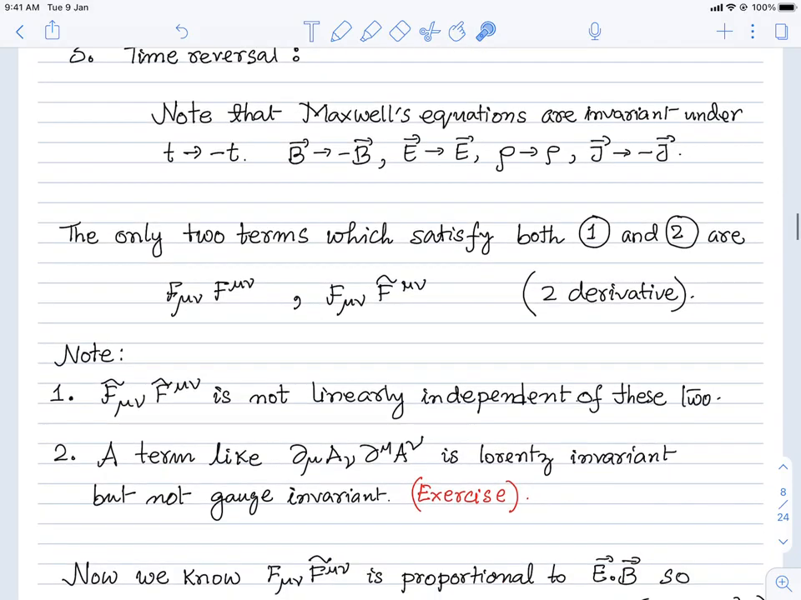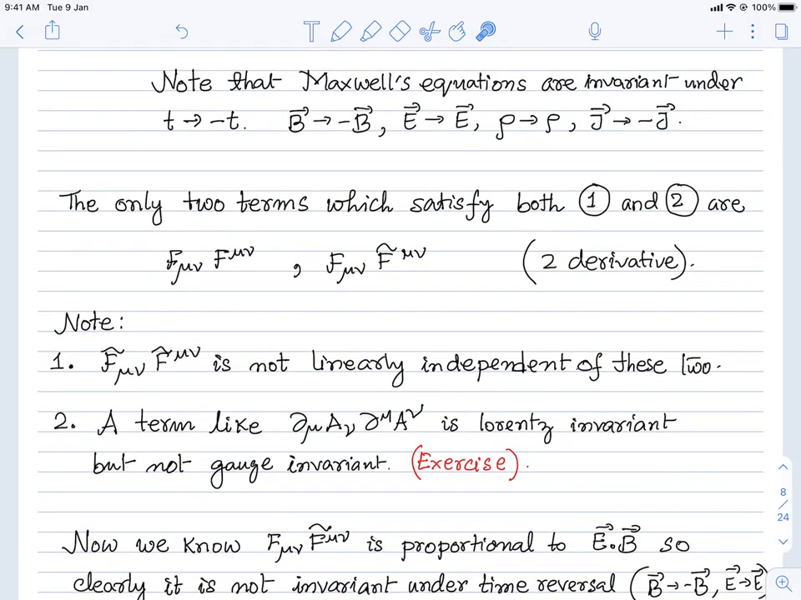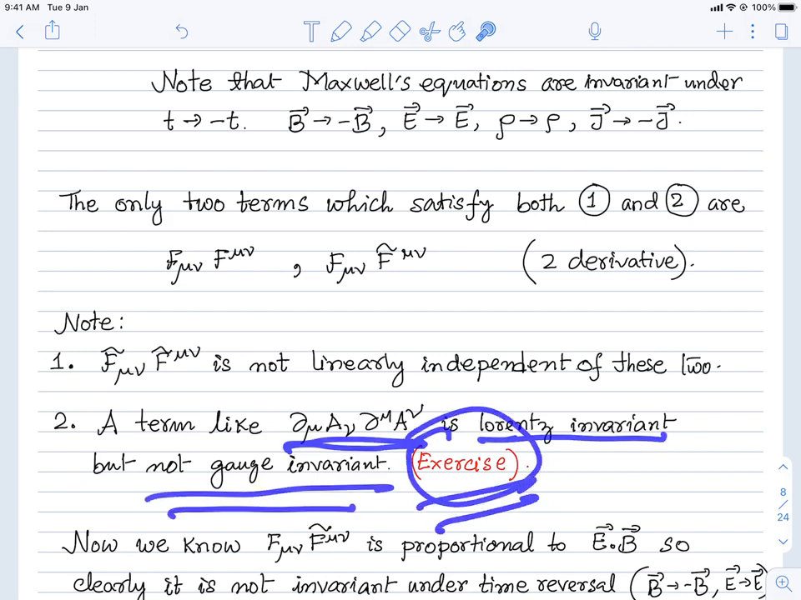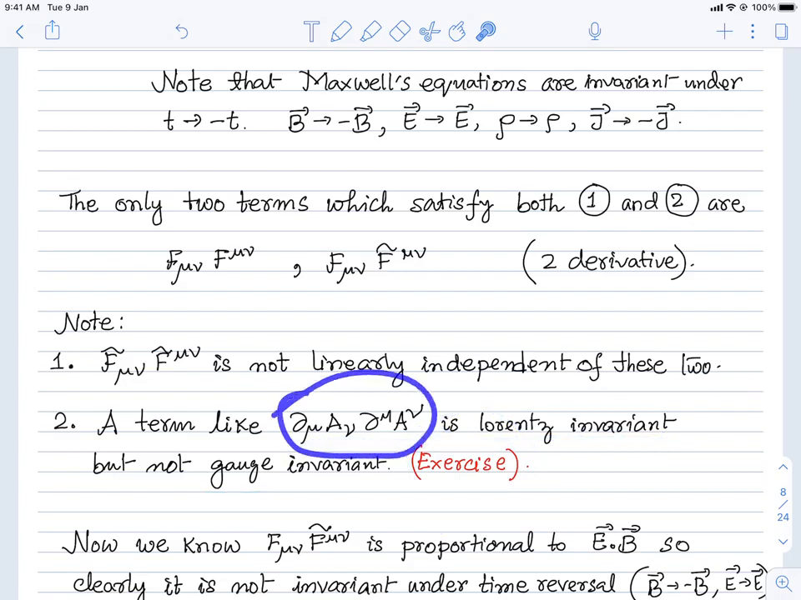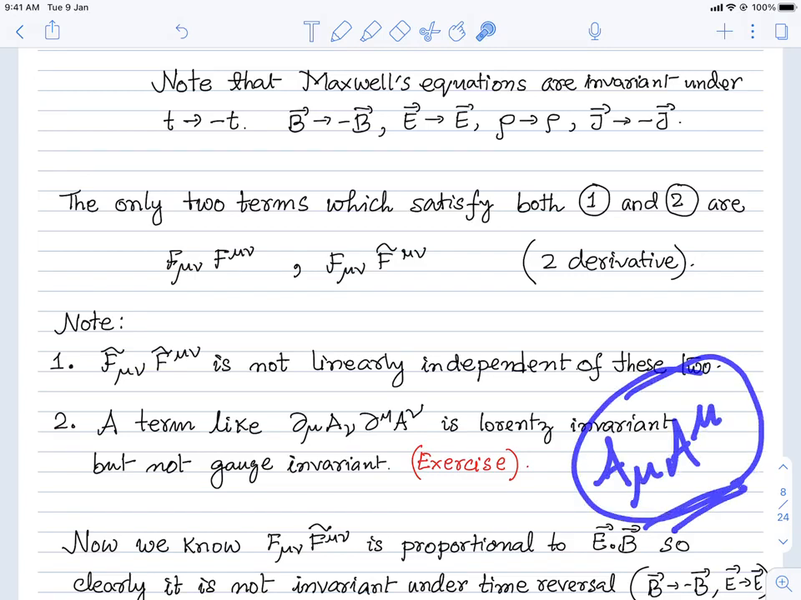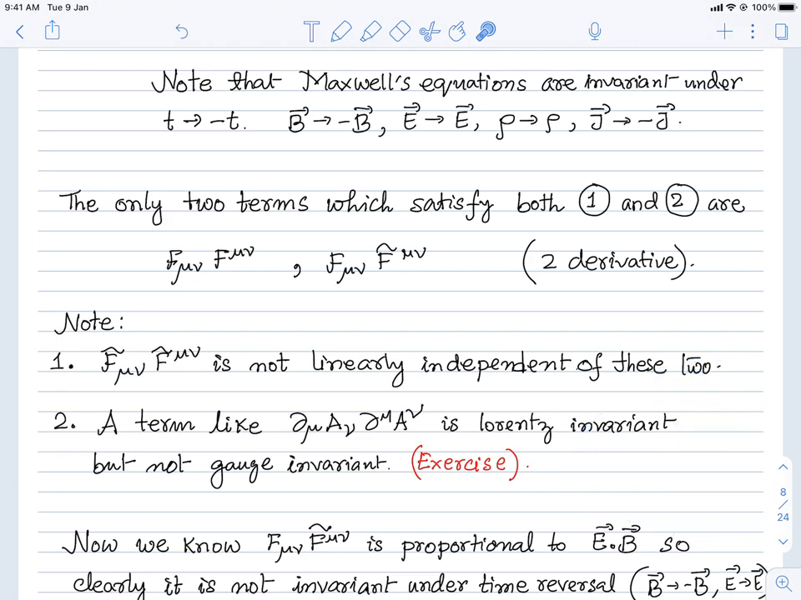Okay, so you might think that you might want to add a term like this, del mu nu del mu nu, but this object is clearly Lorentz invariant, but it is not gauge invariant. So I give you this as an exercise to show that a term like this is not gauge invariant. Similarly, a term like this mu would not be gauge invariant, and therefore you cannot write it down in this list.